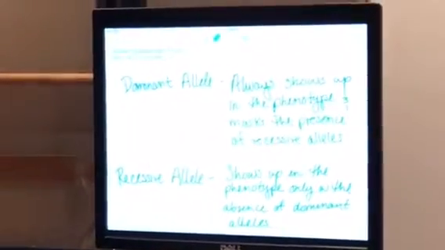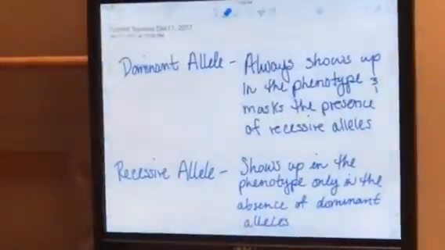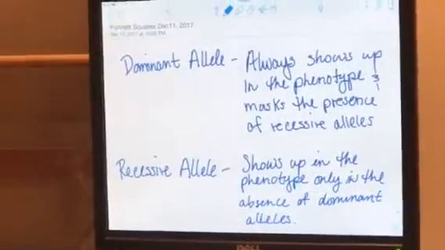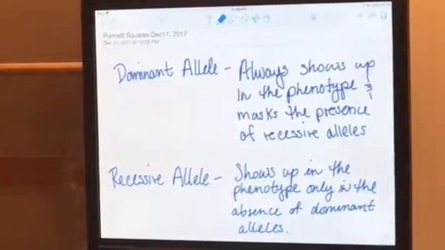Before we begin, there's some vocabulary that you will need to learn. Alleles are a form of information stored on the chromosome. Today I'm going to talk about two, both dominant and recessive. Dominant alleles show up in the phenotype and mask the presence of recessive alleles. Recessive alleles show up in the phenotype only in the absence of dominant alleles.